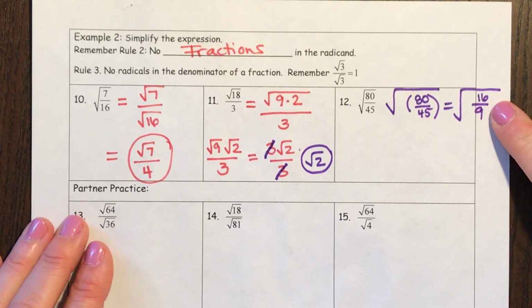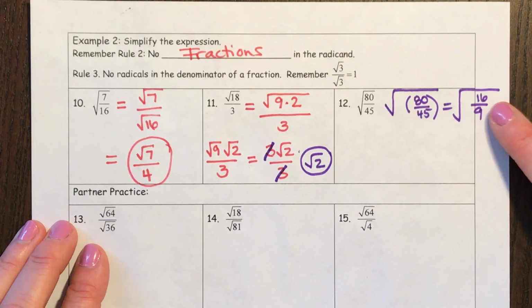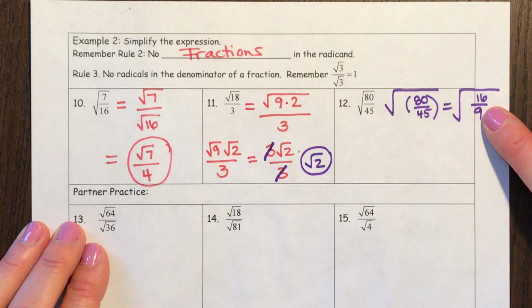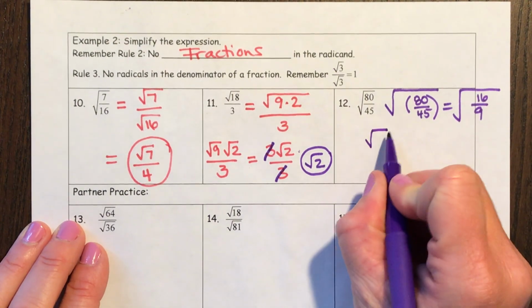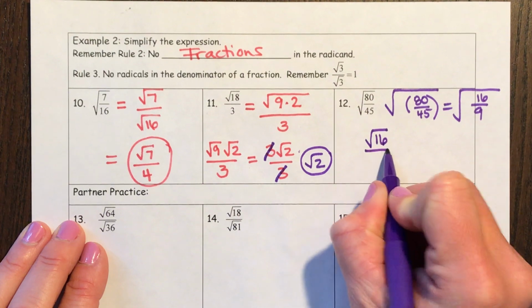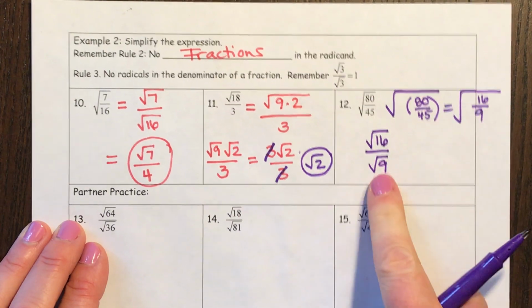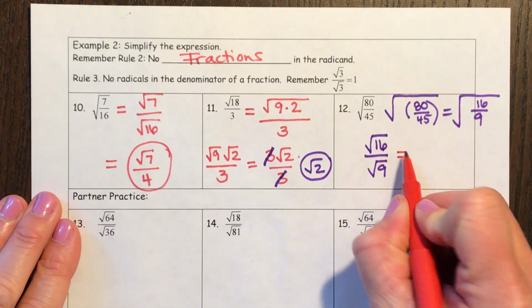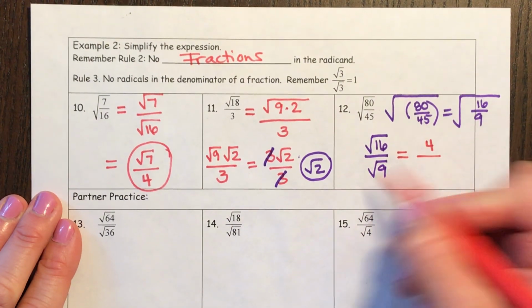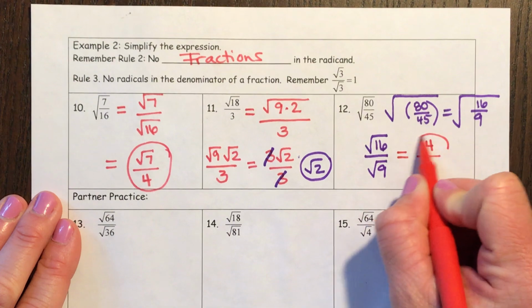Now, this is really easy to simplify because both of these are perfect squares. So by my quotient property, I'm going to simplify this to the square root of 16 separate from the square root of 9, and now simplify those roots. The square root of 16 is 4, and the square root of 9 is 3.